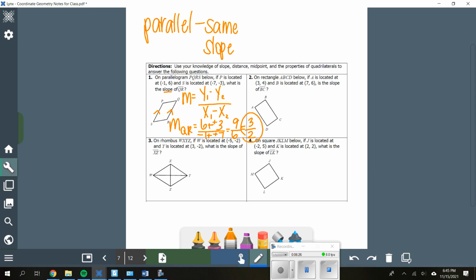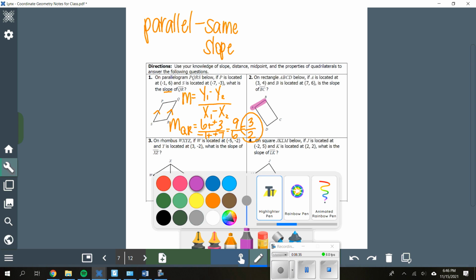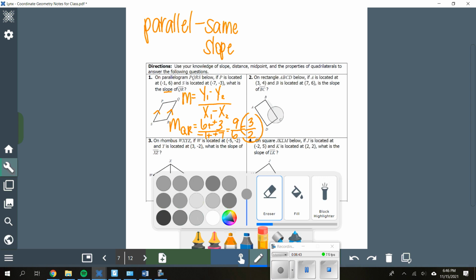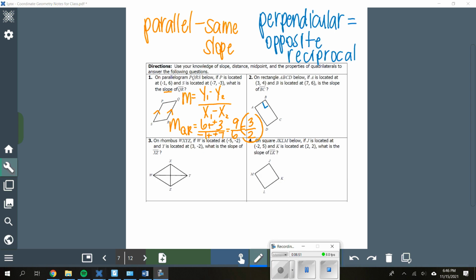On the second one, I have a rectangle. I'm given the coordinates of A and B, but I'm asked to find BC. So we have to remember, how do these two lines intersect? Well, in a rectangle, remember, they intersect at a right angle. So right here is a 90-degree angle. Remember, perpendicular slopes are opposite reciprocals. So I cannot find the slope of AB and just say it's the slope of BC. I have to find it and then manipulate it to make it the slope of BC.